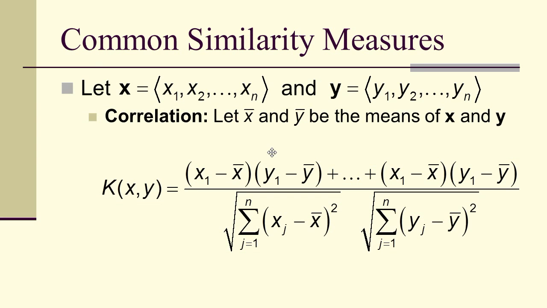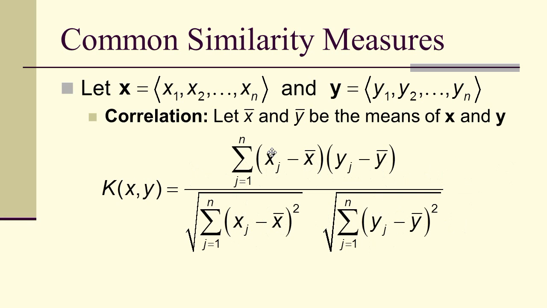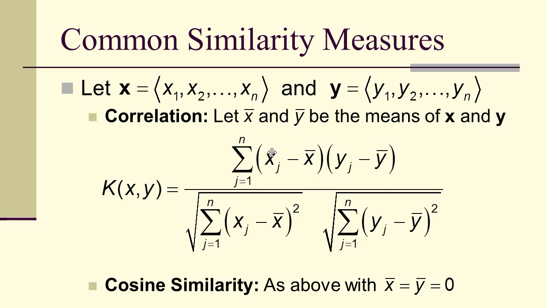Let's look at some common similarity measures. One that you may already be familiar with is correlation. And here we have on top in the numerator the differences of x and x bar and y bar. And we take those and we multiply them together, and then we add them up from 1 to n. And in sigma notation, that looks like this. Cosine similarity is actually the same thing as the above, only the x bar and y bar are replaced by 0.